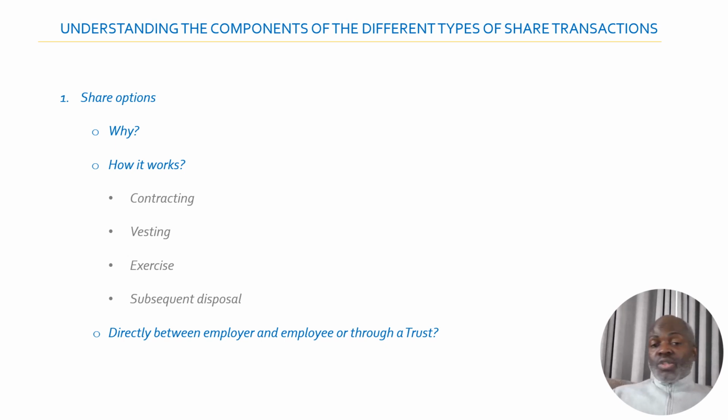Right. So the share options can be directly between the employer and the employee, or there can be an option that goes via a trust. The employer first puts the shares in a trust, and the scheme allows the employee to buy the shares from the trust. So already that's another variation.